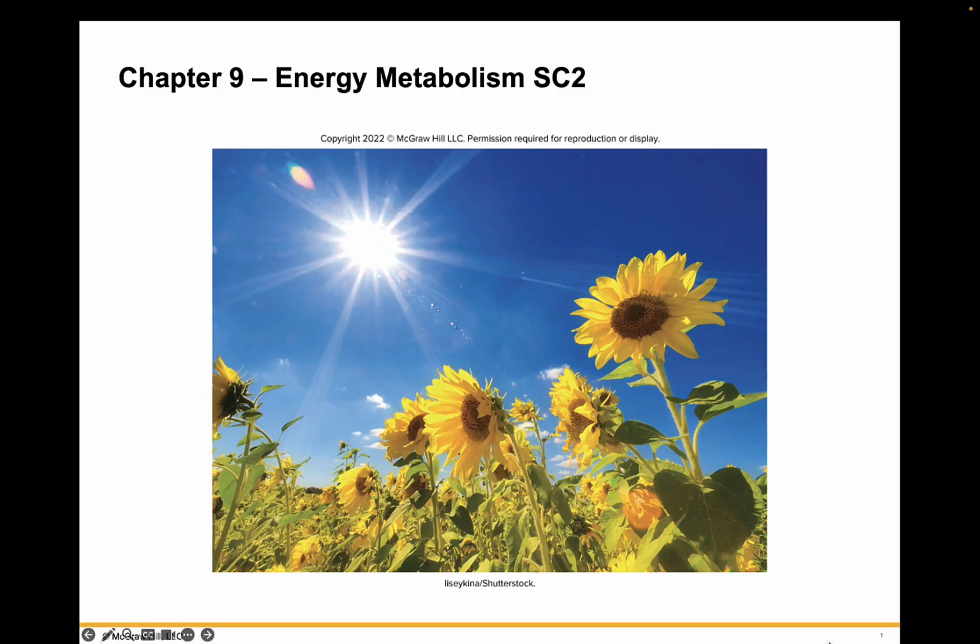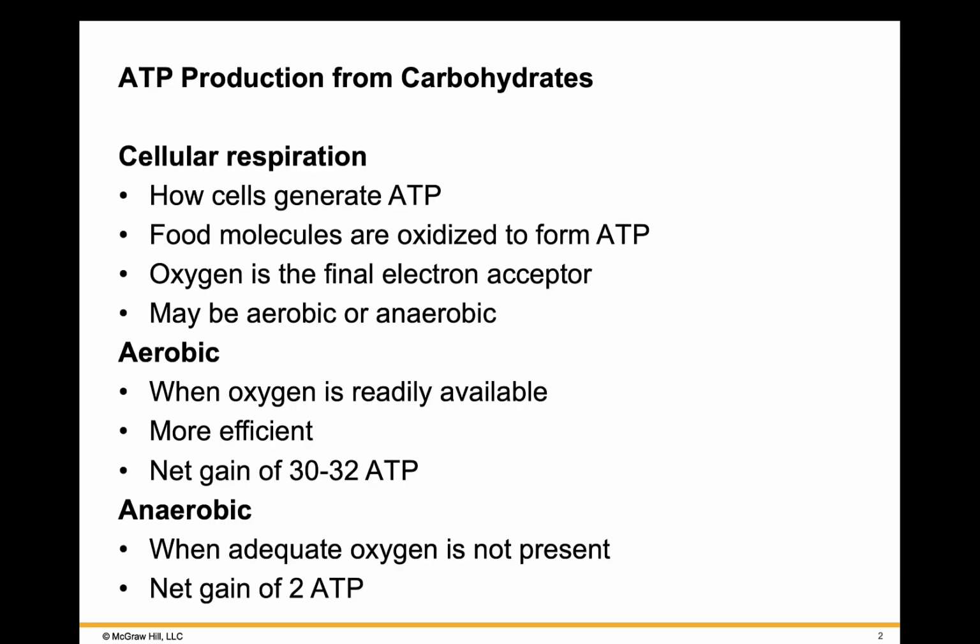Chapter 9, Energy Metabolism, Screencast 2. This screencast will be focusing on how ATP is produced from carbohydrate. And one of the things that I want us to think about here is we want to think of carbohydrate and glucose as the gateway molecule for metabolism.